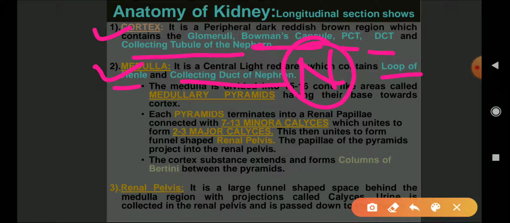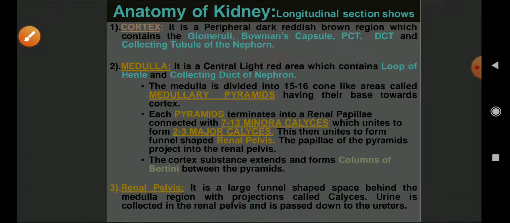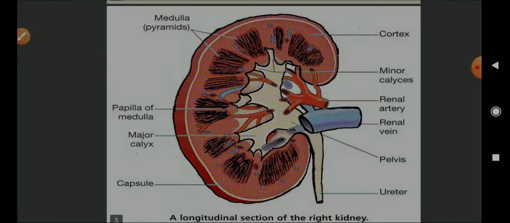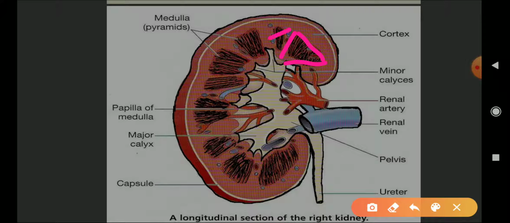Which parts of the nephrons lie in the cortex? Bowman capsule, proximal convoluted tubule, distal convoluted tubule, and collecting tubule of the nephron. Which part lies in the medulla? Medulla is the central light area which contains the loop of Henle and collecting duct of the nephron. Now, as you see the internal structure, you will come to know about the medulla part, which has renal pyramids. So these are all renal pyramids.